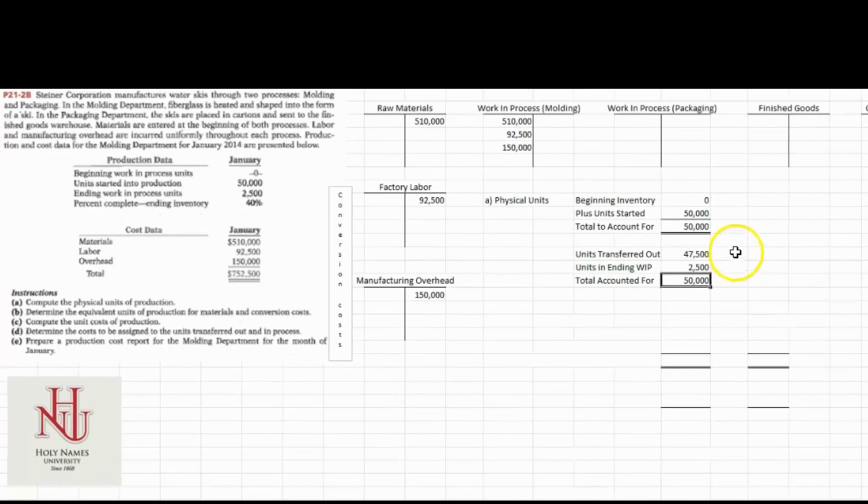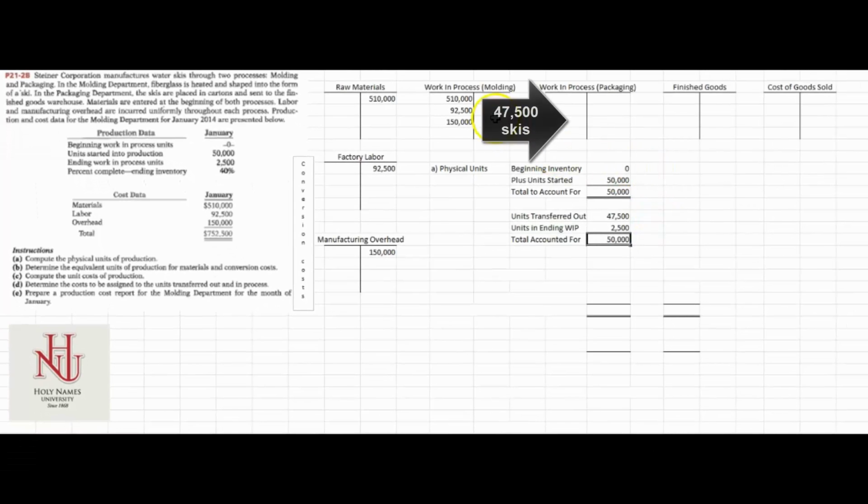So in the real world, our workers know that 47,500 skis went into the next process. 2,500 skis we're still working on. Our job as accountants is to tell management how many dollars went with those 47,500 skis and how many dollars stayed with those 2,500 skis that we're still working on.